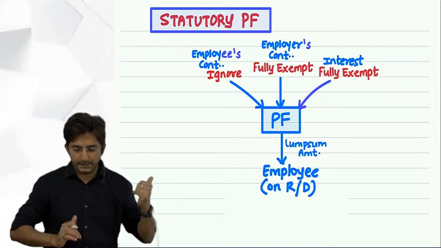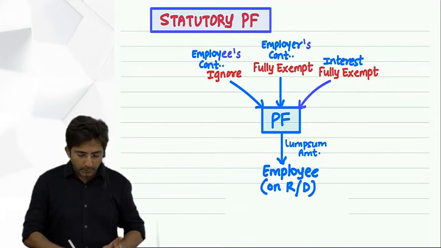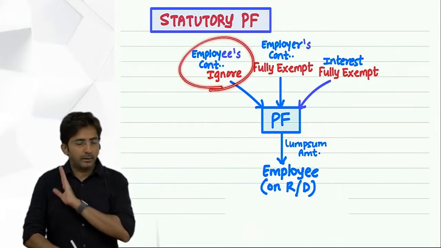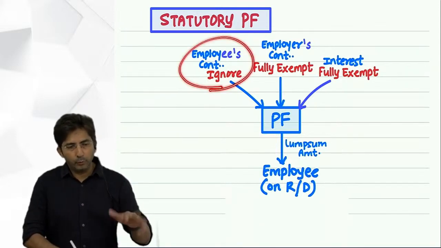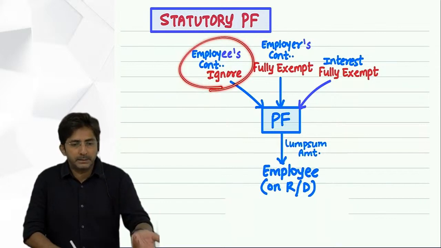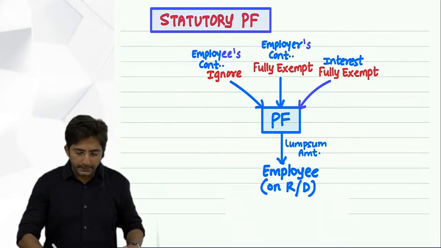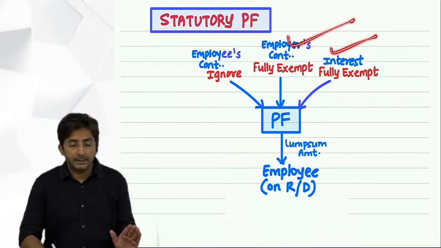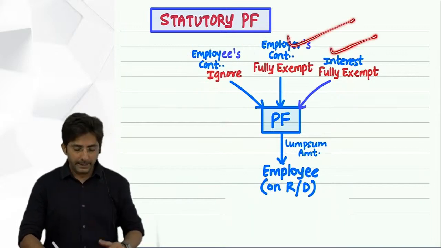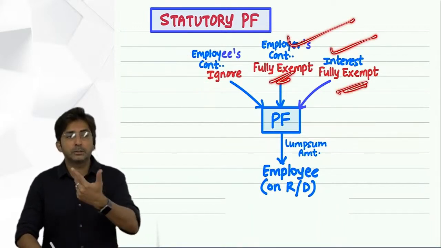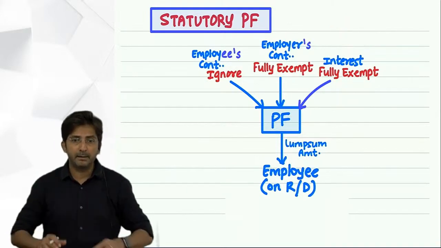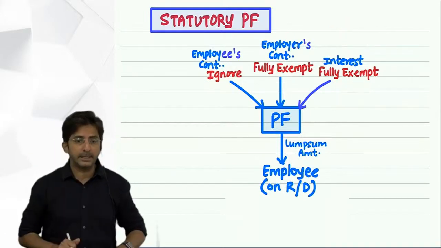Fully exempt. In short, this thing you will not record in the statement because it is automatically included in the basic salary. It is a part of basic salary. But these two things are not part of basic salary. These are separate items. Employer separately contributes for you. Interest is also separately deposited in your account. So these are separate items. So you have to record them separately in the statement. Okay.